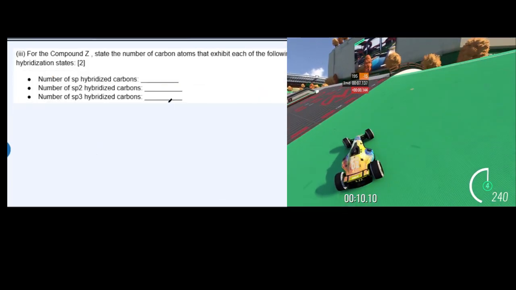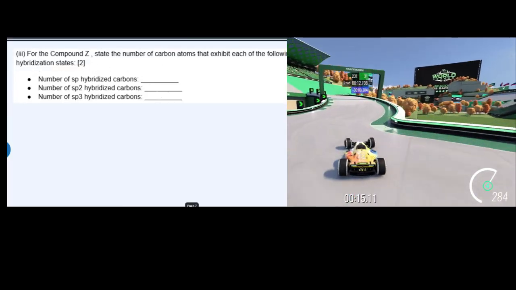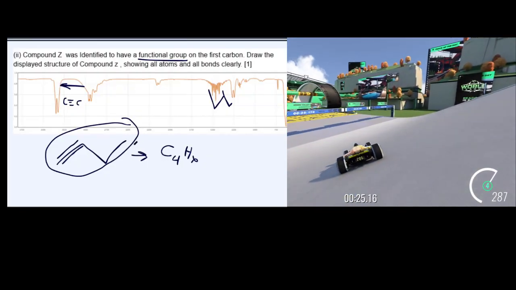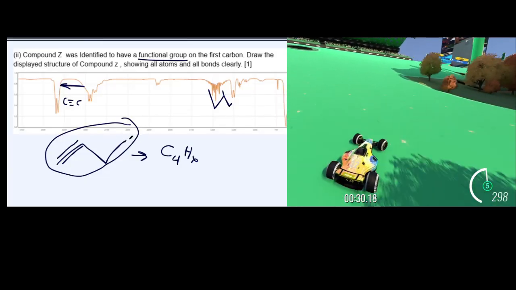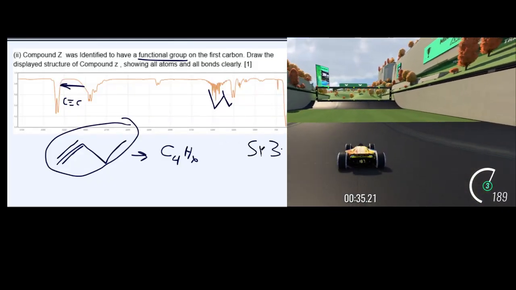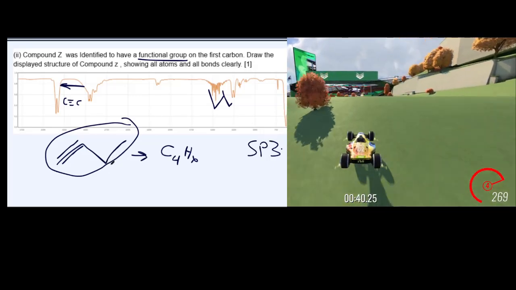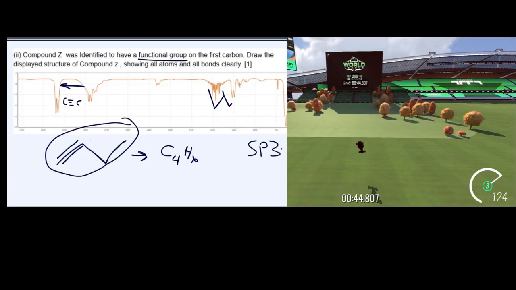Our final question asks us about the hybridized carbon states in compound Z. Luckily we've already drawn compound Z. So now we just have to say, how many sp3 carbons do I have? That's going to be a carbon that has 4 things around it, because it uses the s group and 3 p's. This one is going to have 3 hydrogens around it, so it's going to be sp3 hybridized. So we have 1 here. This carbon, we said before, has 2 hydrogens on it, and it's connected to 2 carbons. Therefore, this one is also going to be sp3 hybridized.